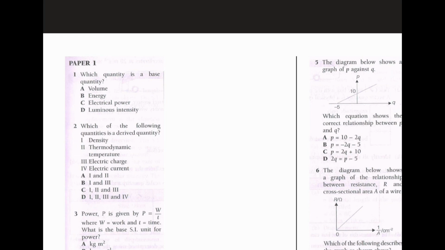Okay, so volume. Volume is length times length times length. So because of that, it is derived quantity. Energy is derived quantity. Okay, derived quantity. So for example, kinetic energy is 1/2 times mass times velocity power 2. So it's derived quantity. Electric power, for example, electric power is energy over time. So it's derived quantity. So luminous intensity is base quantity.